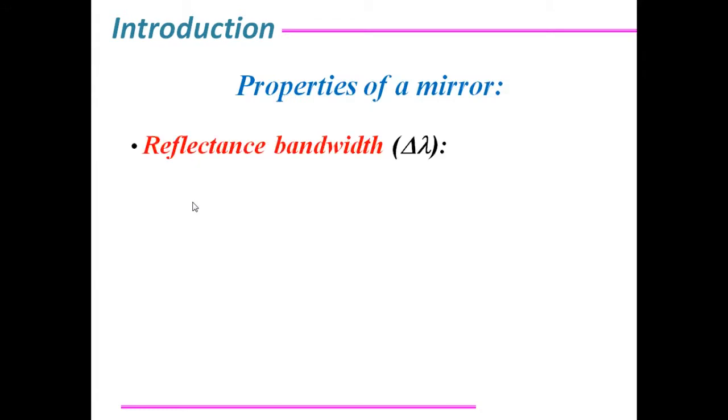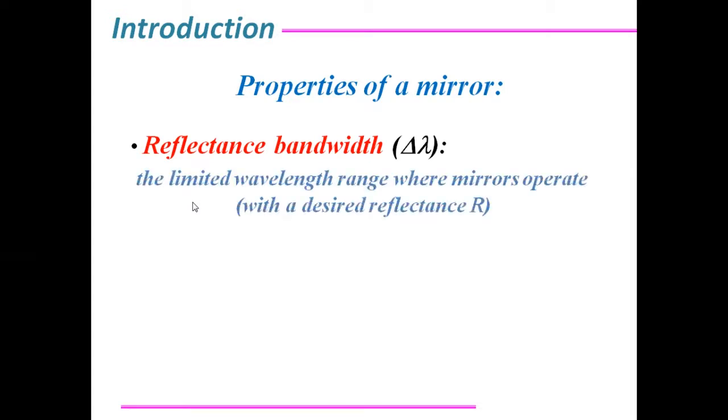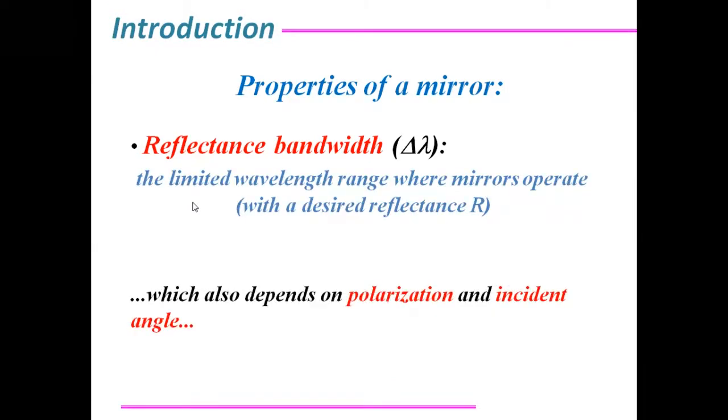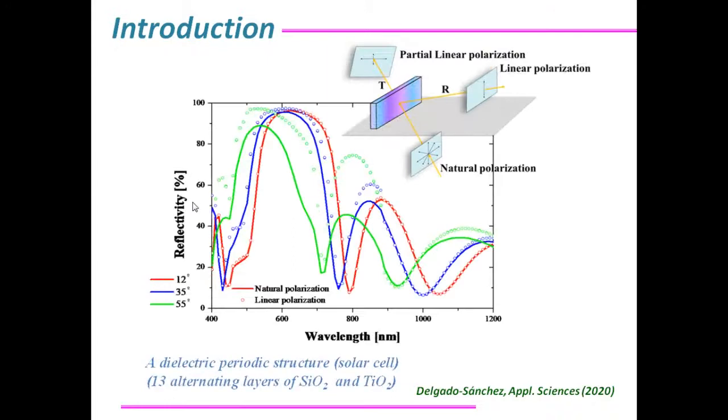More properties. Reflectance bandwidth, delta lambda. What is this? Well, it's the limited wavelength range where mirrors operate. So it also depends on polarization and incident angle. We want a broadband reflectance bandwidth, as wide as possible. Here in this example, we've got a dielectric periodic structure, a cell with 13 alternating layers of silicon dioxide and titanium dioxide.